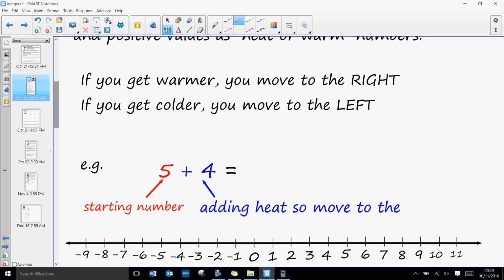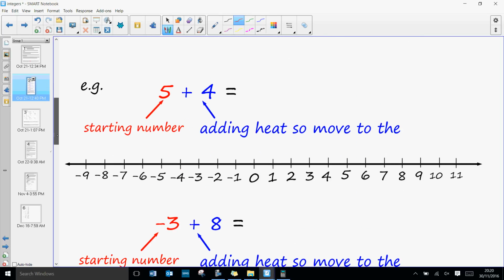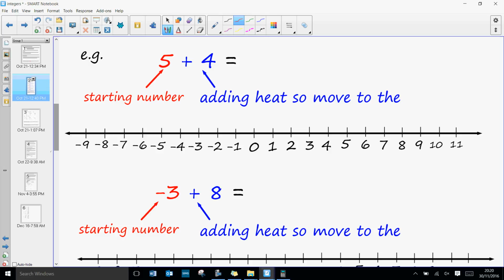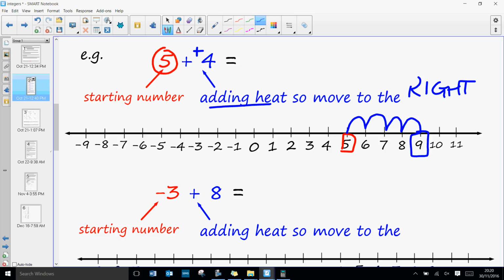So we'll start off with an easy example, one that you don't actually need to use the number line for, but let's do it anyway just to show what we're doing. 5 is our starting number, so we're going to start here at the number 5. We are adding 4, and remember that if there is no sign next to it, it means that value is positive. So we're adding heat in this case, and so we're going to move to the right 4 places. From 5, the starting point, we move 1, 2, 3, 4, and we get our final answer of 9.